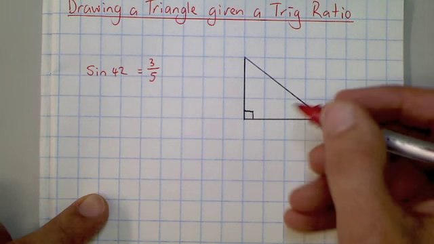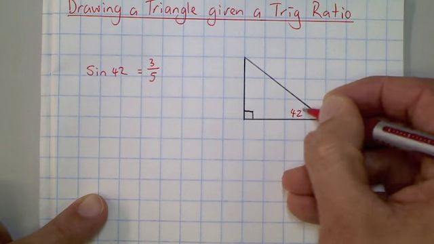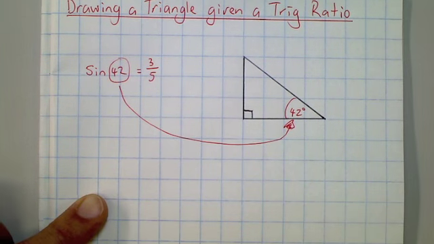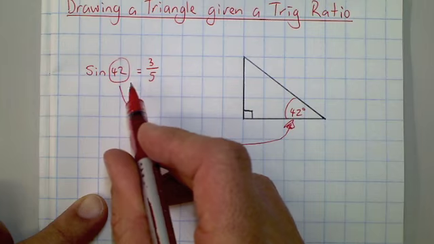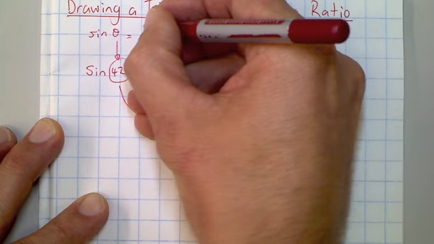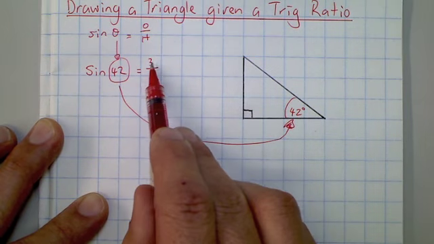We could use any of those two angles, but let's use the bottom one because it's easier. So we've got 42, that's our angle, we put it there. Remember our trig ratio, it was sine theta. Remember theta was the angle? And then we've got a ratio there of O over H.